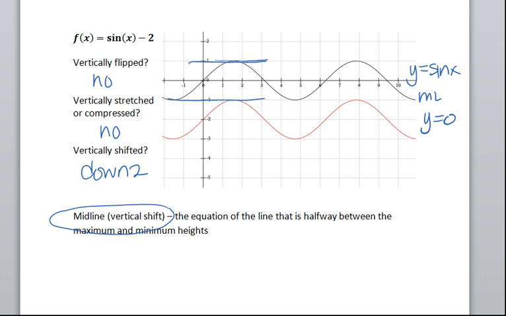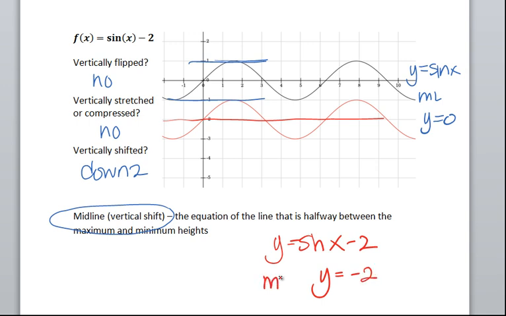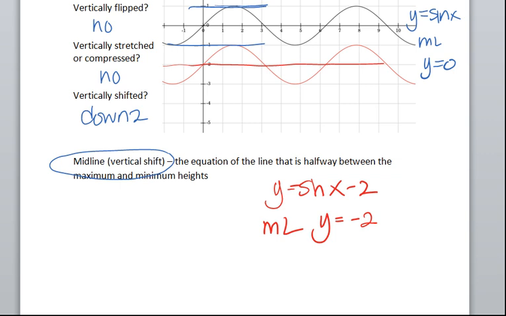If you take a look at this red graph here, when we're looking at y equals sine of x minus 2, notice that everything is shifted down 2, but the midline is right here, right? It's halfway between the max and the min, and that is y equals negative 2. Okay, so that's my midline. So now instead of talking about vertical shift, we talk about midlines. Same idea, different name.